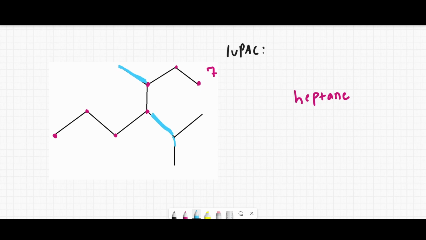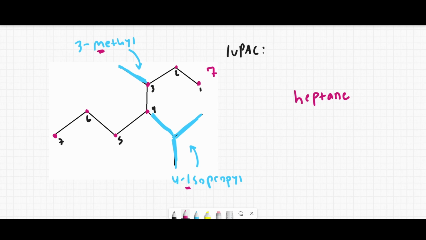Then you can highlight your substituents. Now, to find the number, you basically want to get the lowest number possible for your substituents. If you number from up on the right, you get a 3-methyl 4-isopropyl. Then you find alphabetically which one goes first, and you write it out: 4-isopropyl, 3-methyl heptane.